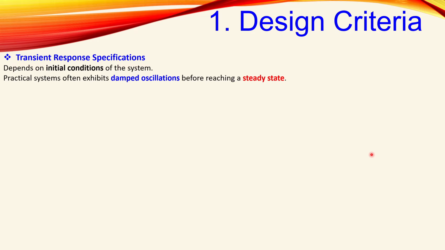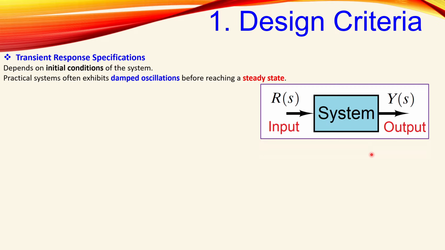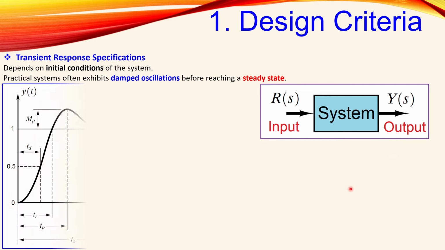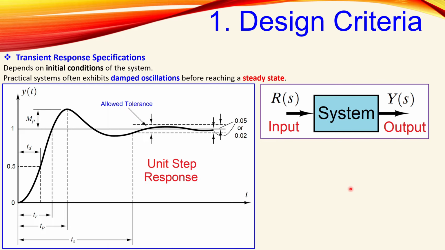detail. So let's look at the first topic, which is the design criteria. Now, we look at transient response specifications that are dependent on the initial conditions of the system. A practical system often exhibits damped oscillations before reaching a steady state condition or steady state region. So we have a system in general, we have an input, and we have an output given here in Laplace parameters. It could be that you have such a response, and we see a lot of details here.